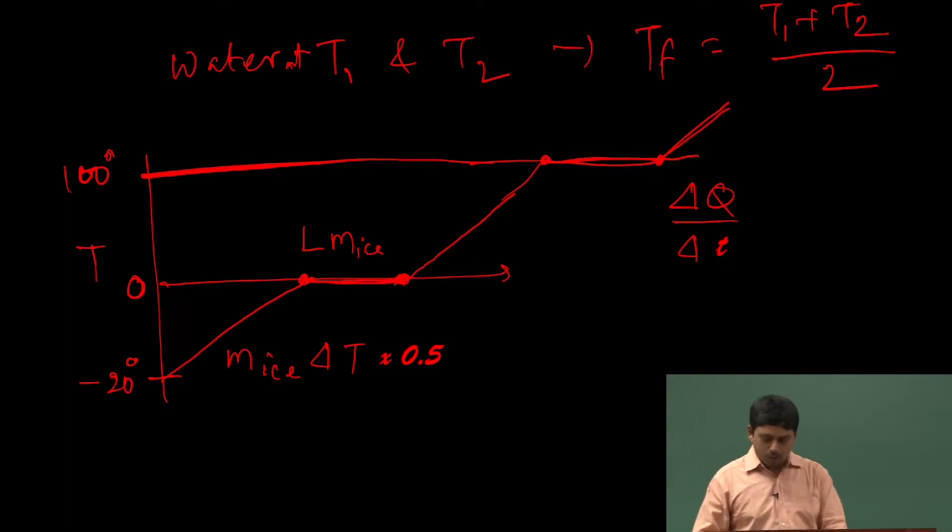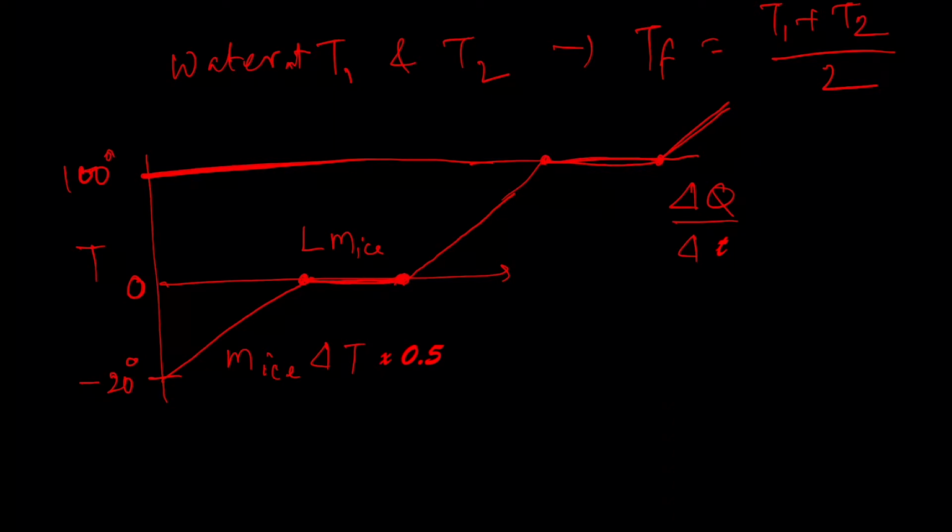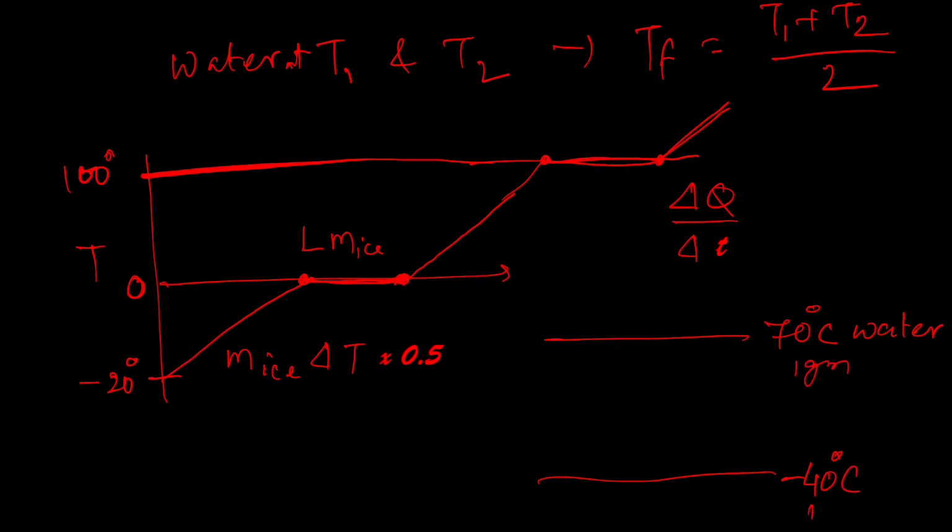So, now, the kind of problems you can try is, let us say you have a system where water is at 70 degree centigrade and ice at minus 40 degree centigrade, same 1 gram, let us say 1 gram of water and 1 gram of ice. If you mix them together, what will be the temperature? You can try that. It is slightly complicated, because this latent heat is coming into the picture, right.